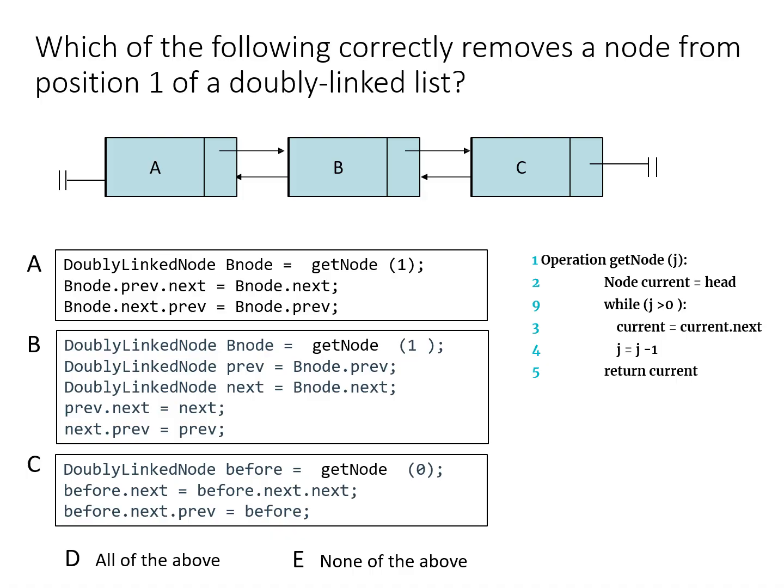Let's try the removal of a node in a doubly linked list. Note again that we just need to reset all the pointers, not only the forward pointers, but also pointers to the previous node. So getNode here is the method which returns the node at position j of the linked list.